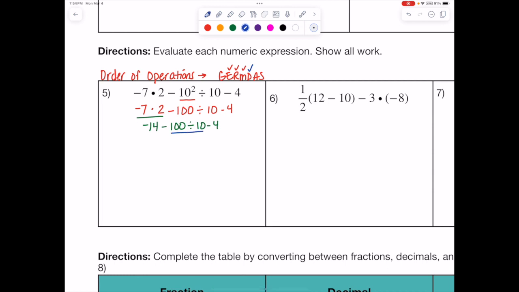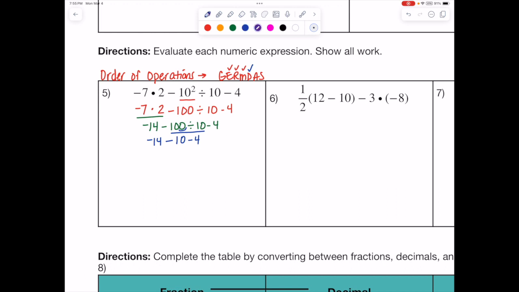Okay, so I'm going to go ahead and do this right here. And you can look at it as negative 100 or 100. Okay, I'm going to look at it as 100 divided by 10. When we do 100 divided by 10, swoop one spot to the left. Okay, and so 100 divided by 10 is 10. And so we can just write the 10 and bring everything else down. So negative 14 minus 10 minus 4.